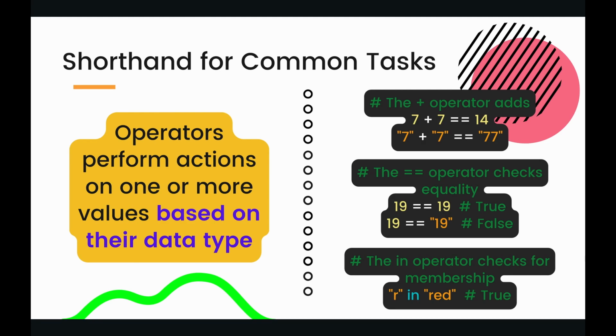But likewise, this also is dependent on the data type. So we know that the integer 19 definitely equals the integer 19. However, if we were to compare the integer 19 with the string 19, that's actually going to evaluate to false because, again, those two values are different data types. Now, so far we've been looking at operators that are just a symbol. However, Python has operators that are letters as well. For instance, the in operator will check for membership. So if we want to see whether the letter R was in red, all we need to do is type out what's on the screen, and that is R in red, and that will evaluate to true.